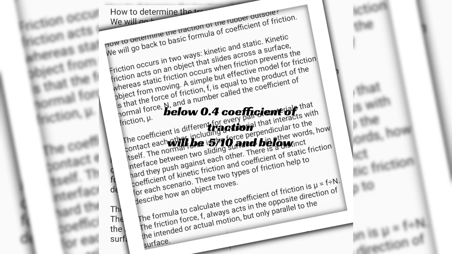Wood is around 0.25 to 0.5. Rubber-soled shoes on a brushed concrete surface can generate a coefficient of friction of over 1.0. In general, a coefficient of friction of 0.4 to 0.5 is considered a good traction offering. This value will be 5/10.